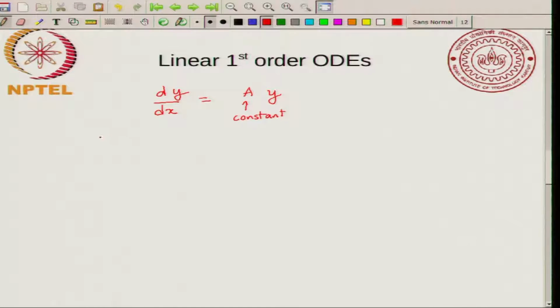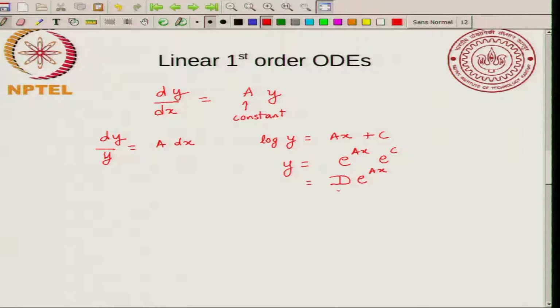So, you can solve this linear first order differential equation by writing dy by y is equal to a dx, or you can write log of y is equal to ax plus a constant of integration, or I can take exponential on both sides. I can write y is equal to e raised to ax into e raised to c, and I can just call e raised to c as some constant d. So, y is equal to d e raised to ax, where d is an arbitrary constant.